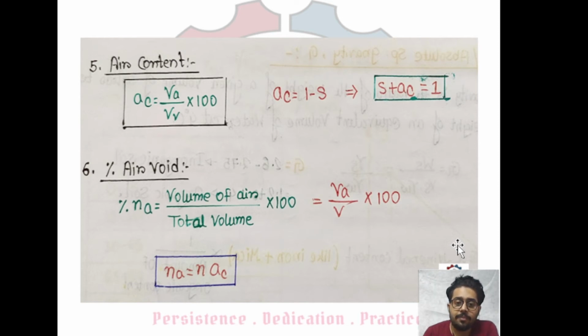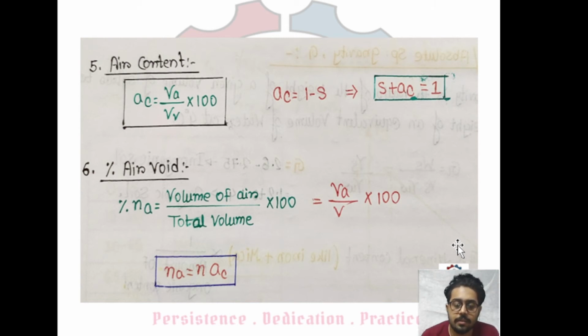Again, when the soil is fully dried, then no water is present, the volume of air is maximum, and the total volume of void will be filled by the volume of air, so the AC value is equal to 1. When the total volume of void equals volume of air, the AC will be equal to 1. So the AC value varies from 0 to 100. When the soil is fully saturated, AC equals 0. When the soil is fully dried, AC equals 100.